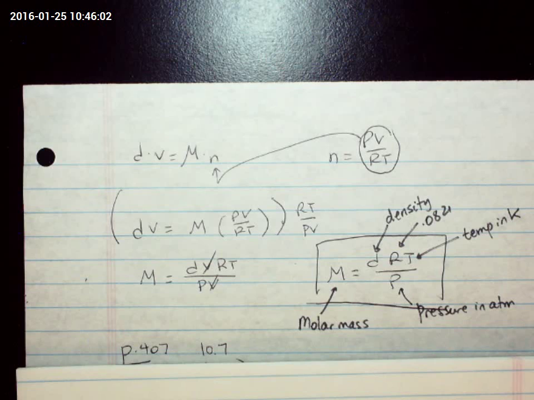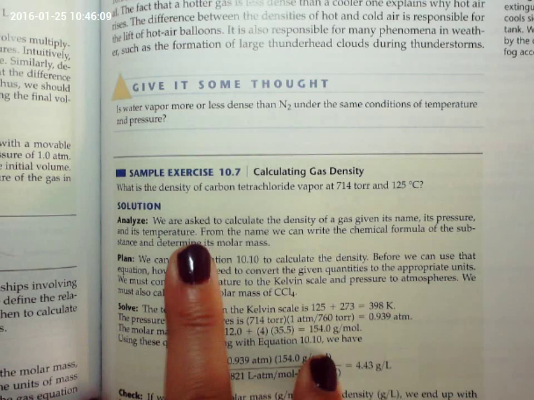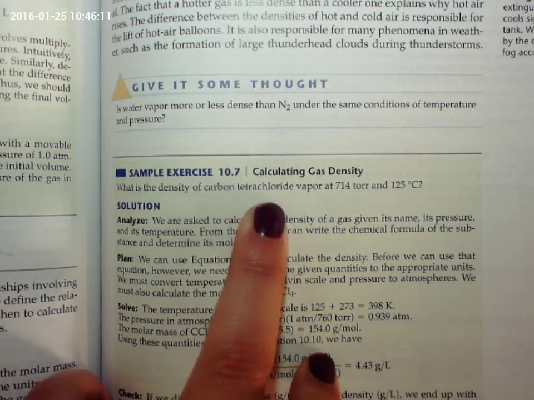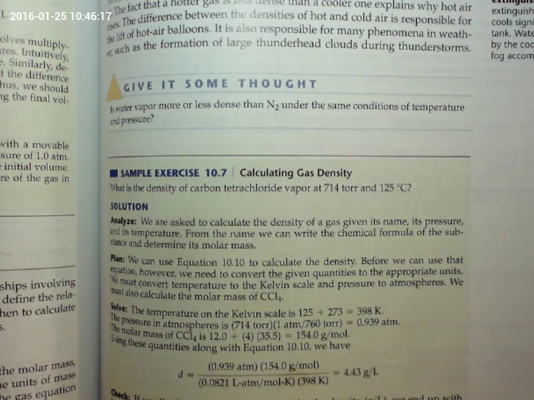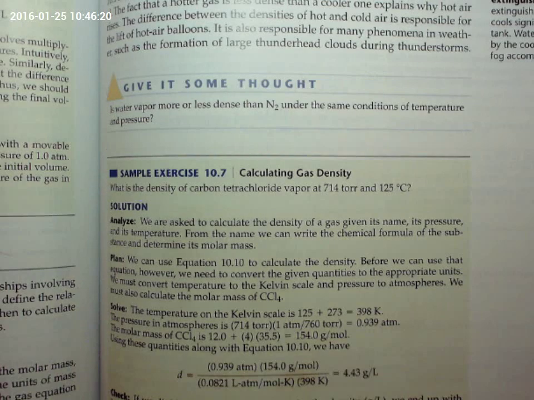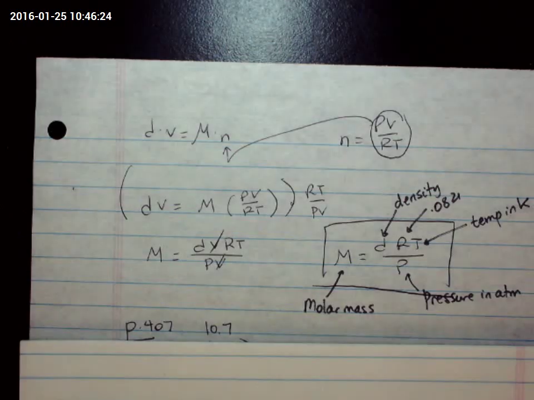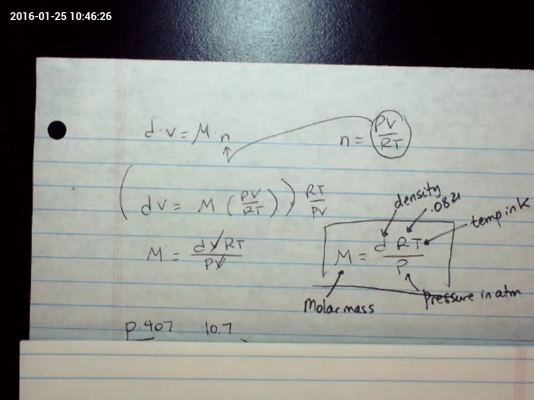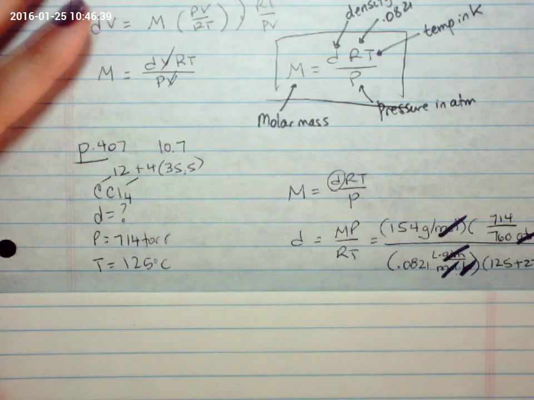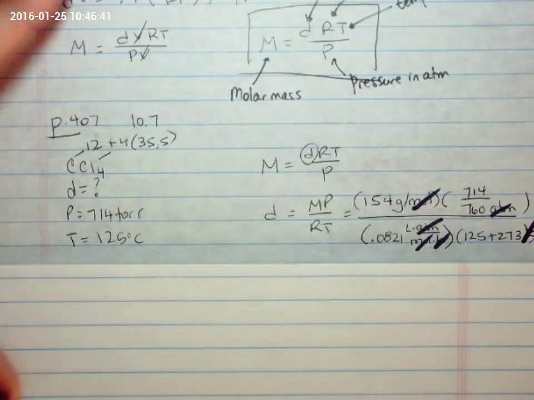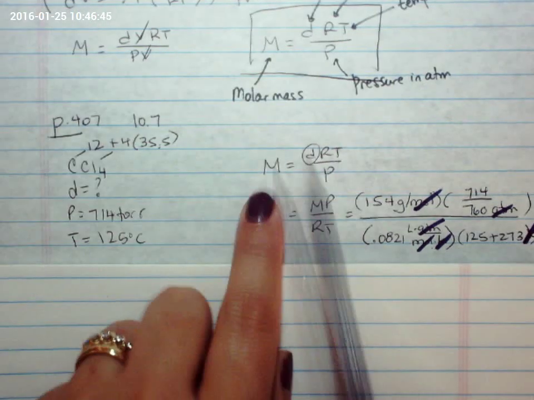Okay, so let's take a look at 10.7. 10.7 asks, what's the density of carbon tetrachloride at 714 torr and 125 degrees Celsius? All right, so let's take a look at how we do this. What's the only formula that you've had in this chapter that has density as a variable? That one right there. Okay? Well, what's the formula for carbon tetrachloride? CCl4. All right, so we've got this formula to play with.